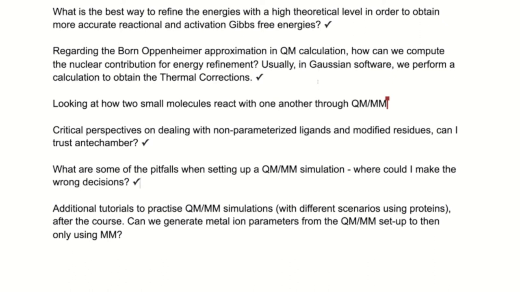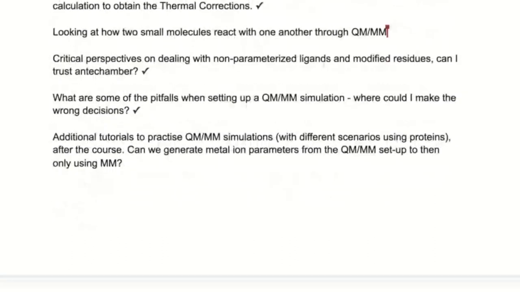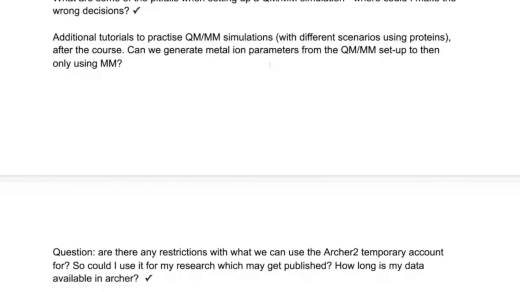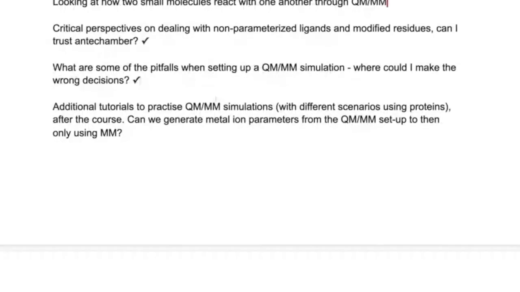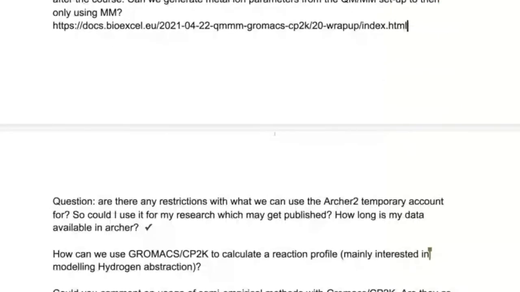Can you extract the parameters from QM/MM? Typically, you can extract the MM parameters from QM/MM, but it's not the best idea to do that because usually your force field is parameterized with a different level of theory. Okay, can you go a bit further?